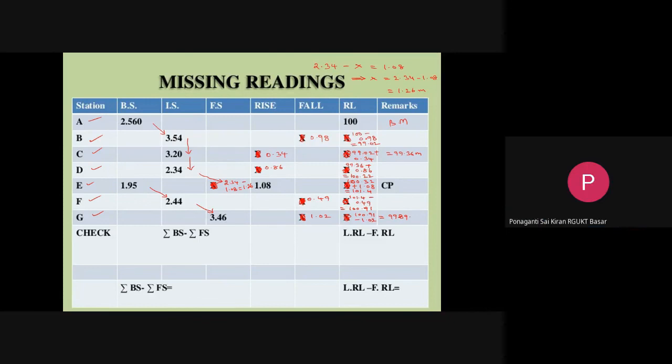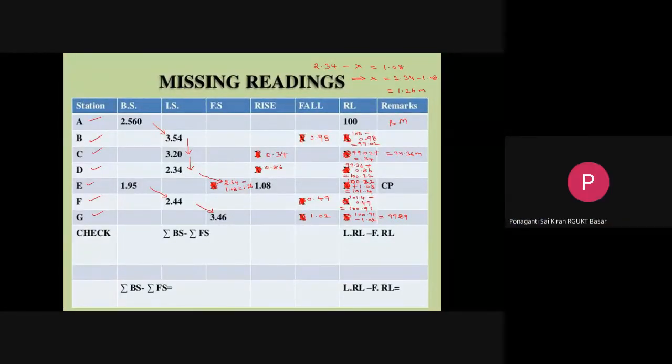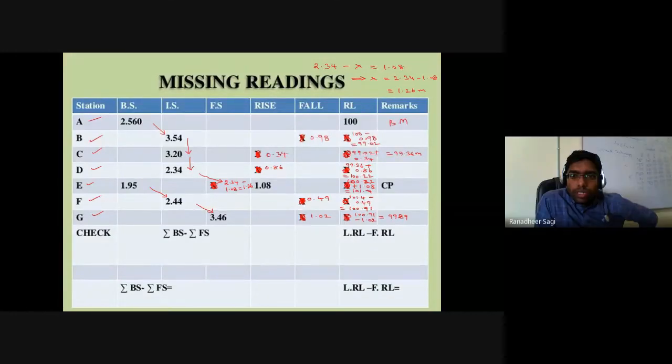Sir, at point E, the reduced level is 100.22 plus 1.08, no, sir? Yeah, sorry. I wrote it as 100.32. Right, sorry. Yeah, please do. 101.3, sir. 101.3. Okay. So if it is 101.3, then I have my values calculated. The last RL value, I'm getting it as 99.79.